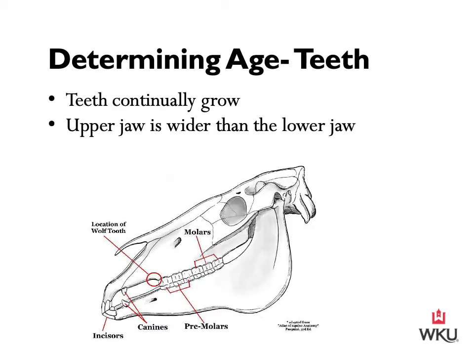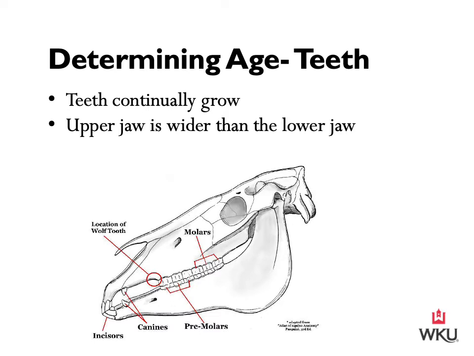Before I dig too deep into determining age and how we're going to evaluate those teeth and different influences, I think we need to take a little bit of a step back and consider the anatomy and the functionality of the horse's teeth and the skull. So specifically, when we're considering horses, horses' teeth are going to continuously grow throughout their lifetime. The horse's upper jaw is going to be wider than the lower jaw. So that's important. An anatomical uniqueness is that the upper jaw is going to be wider than the lower jaw.